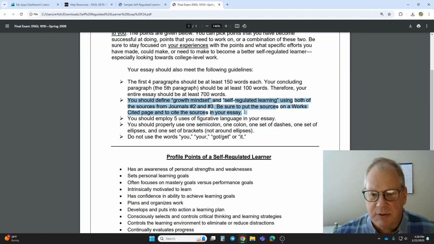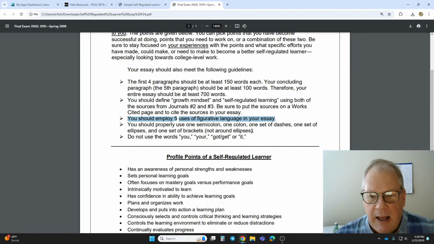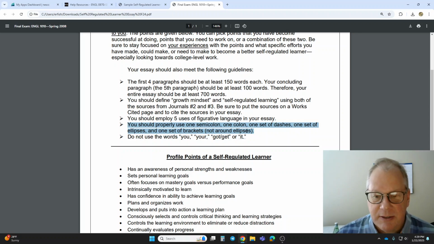You should have at least 5 uses of figurative language. There's a handout under Help Resources to help you out with that. You should try and use all this fun punctuation. Again, there's a handout in D2L under help resources on the content page that shows you how to use those.